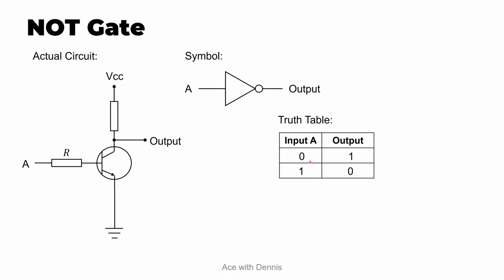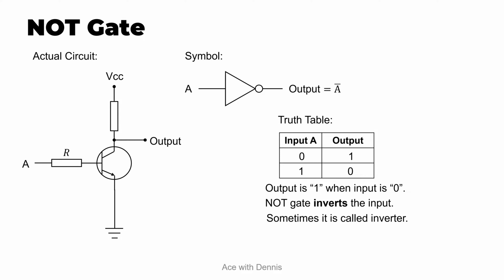So from here you can see that when input A is 0, output will be 1. When input A is 1, output will be 0. So output is 1 when input is 0. NOT gate inverts the input. So we can write the output as A bar. Sometimes it is called an inverter.